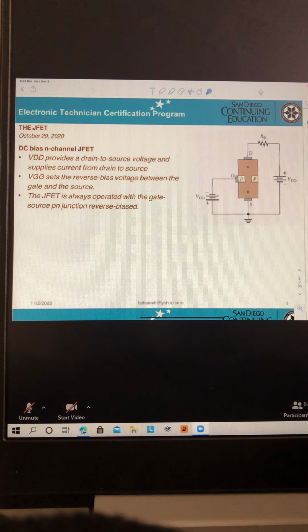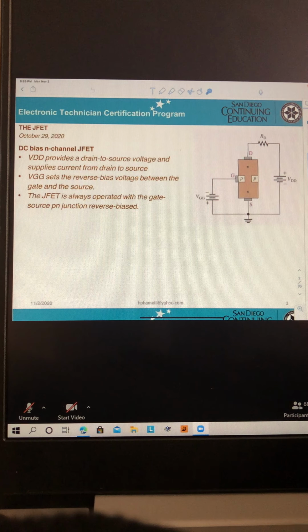VDD. You can see VDD right here. On the bipolar it will be VCC. You need that power supply. Okay? And also, you get another power supply, VGG. Okay, negative.